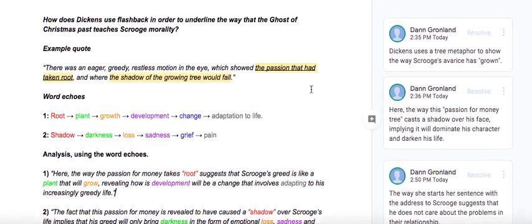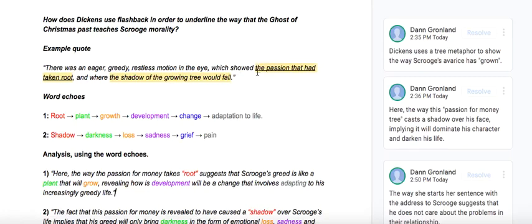So in this first quote, "there was an eager, greedy, restless motion in the eye which showed the passion that had taken root and where the shadow of the growing tree would fall." It's a description of Scrooge as a young man in that scene where he is interacting with Belle. And it's describing the growth of his greed as a passion, something that he cares about deeply, but obviously it's something that's wrong to care about deeply.